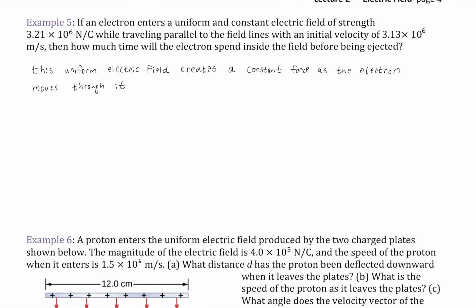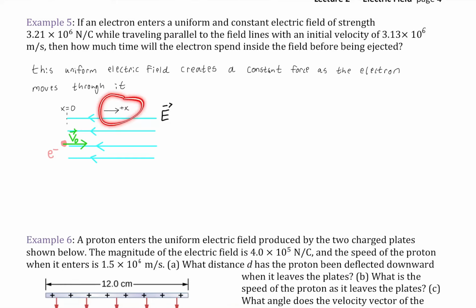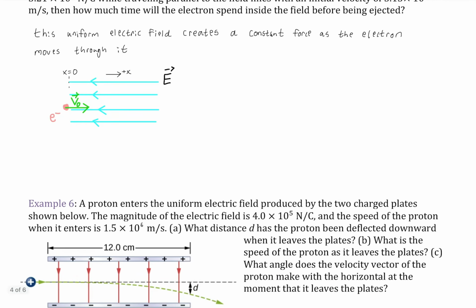This uniform electric field creates a constant force as the electron moves through it. Here's the picture. The electron enters the electric field at the origin, at x equals 0. It's very much a 1D problem. There's the positive x-axis, there's the electric field, there's the initial velocity. See how the initial velocity is going to be moving against the field line, so it experiences a force, like so.